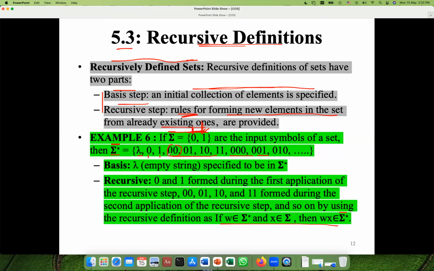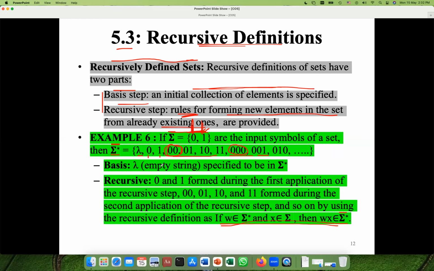For example, if this is my W, I can combine this 00 with this X, 0, and I have my new word 000 here. And this way you can go on. So this last thing is a recursive formula for this set.